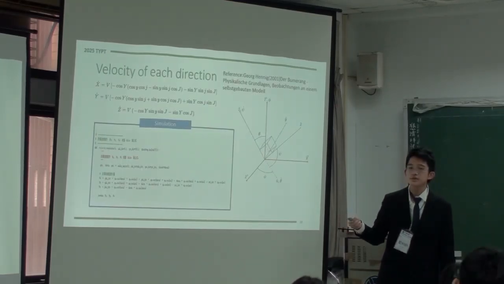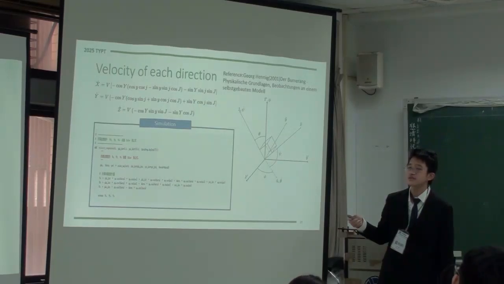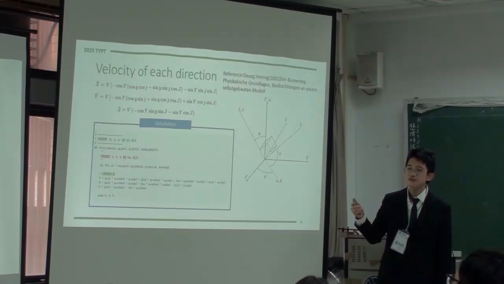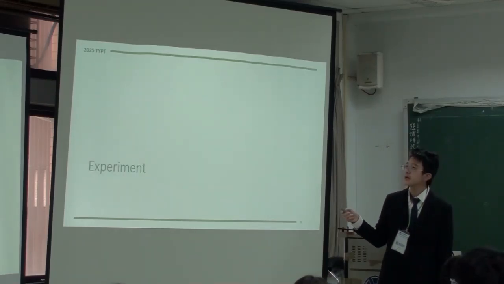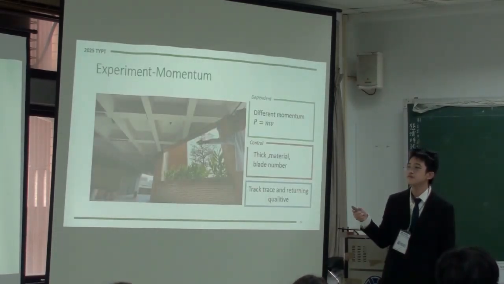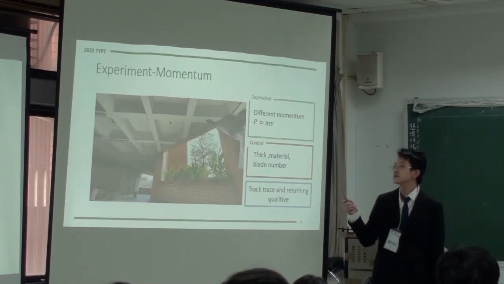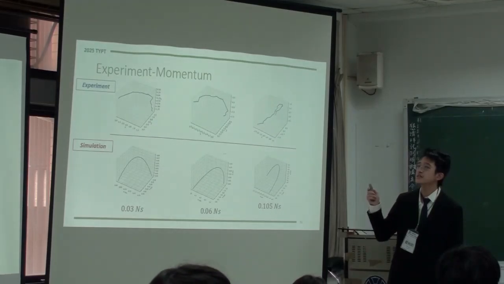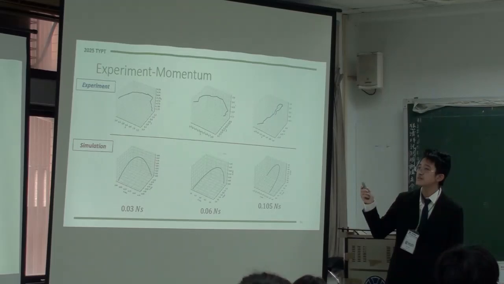And next, I use the Euler equation and get the velocity in each different direction. And then I use this equation to simulate. Next, I do some experiments about it. First, I do an experiment about different momentum, and I control stick material and the braid number. Then this compares the experiment and the simulation. We can find out it is similar.